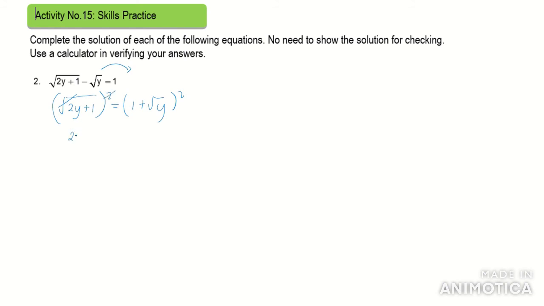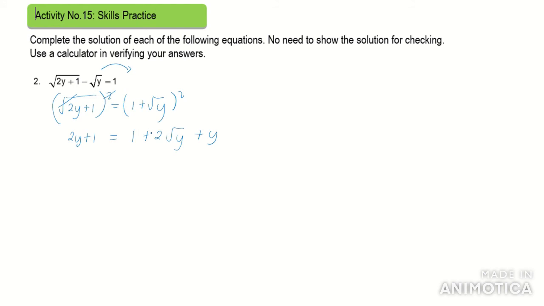So what's left here is 2y plus 1 is equal to, we're going to expand this binomial. So we have the square of 1 is 1, plus 2 times 1 is 2, times the square root of y. We have 2 square root of y. Then the square root of the square root of y is equal to y. If you cannot do this one mentally, then you can make use of the FOIL method.